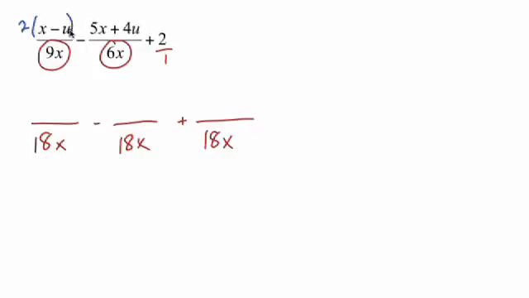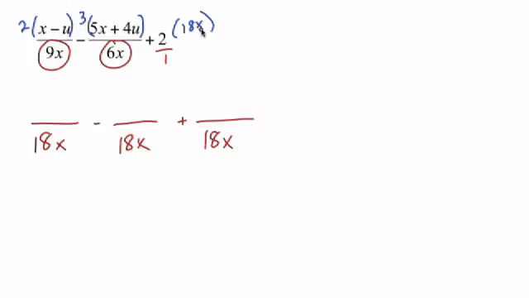And for the second one, what did I multiply 6x by to get 18x? Well, I multiplied it by 3, so I also have to multiply the top by 3. And finally, to change 1 to 18x, I'd have to multiply 1 by 18x, so I have to multiply that by 18x. And again, at this point, the worst of it's over. The rest of it is just multiplying and combining like terms.